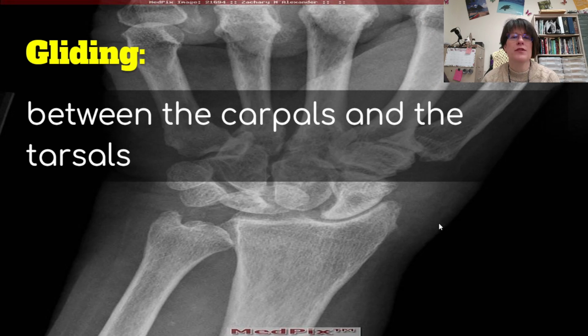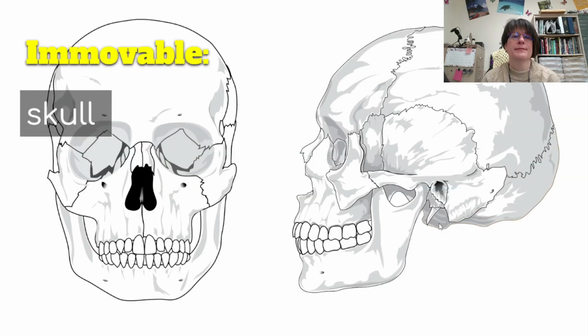Gliding between the carpals and the tarsals. Not a more subtle movement, not a complete hinge or anything, but they do glide past each other. And the carpals, remember, are the wrist bones and the tarsals are the ankle bones.